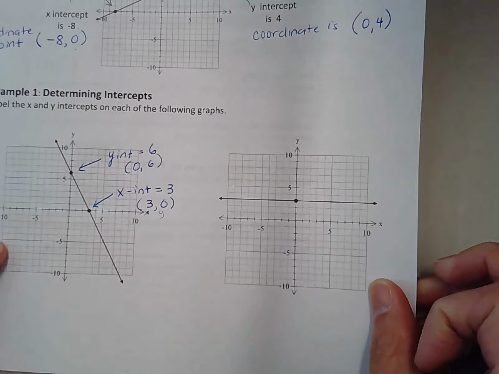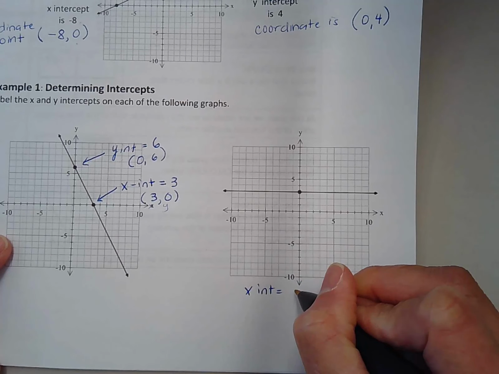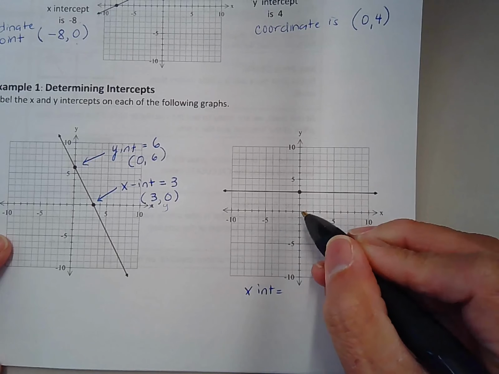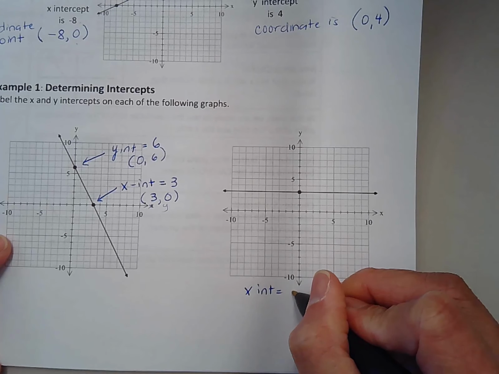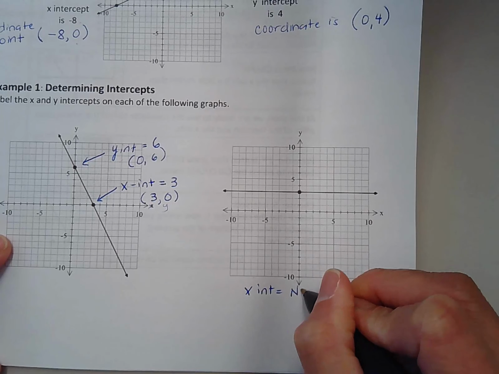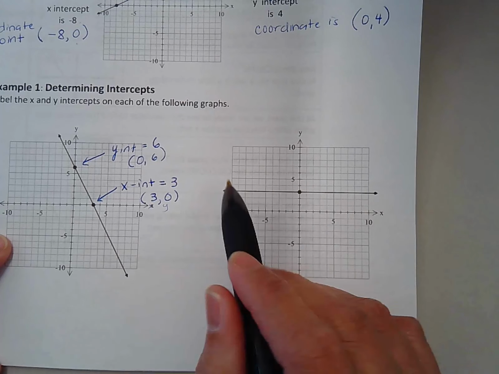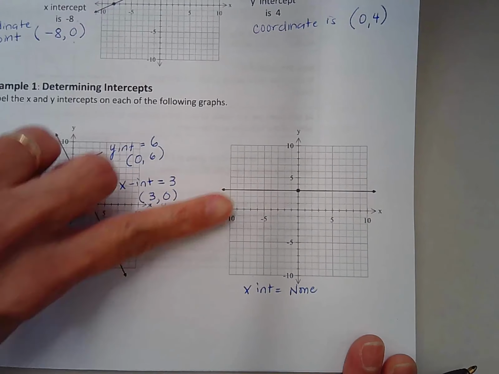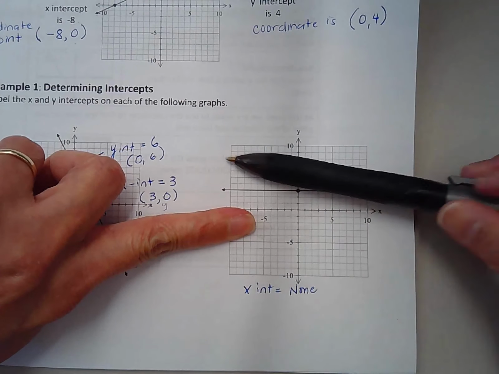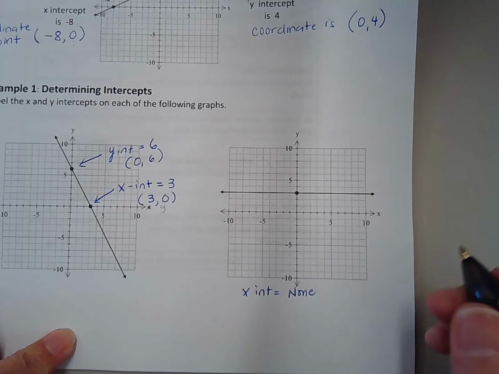There isn't one. There's no x-intercept. Because it's horizontal and it doesn't even cross the x-axis. This is the x-axis, this is the line, they don't even cross each other. So there's none. What about the y-intercept?